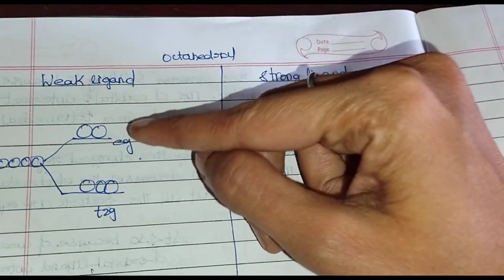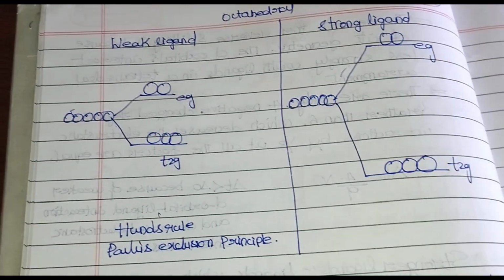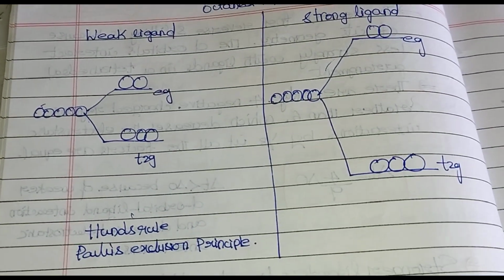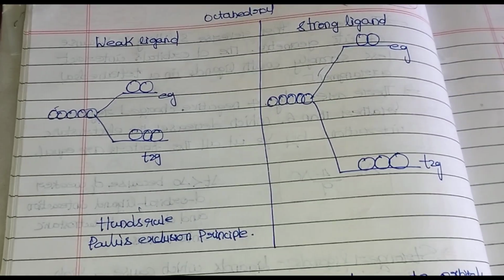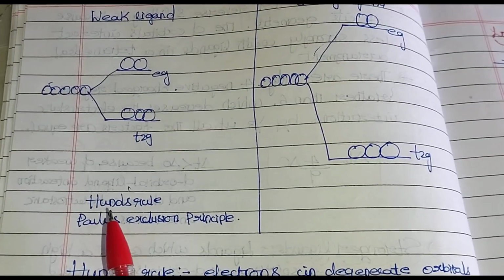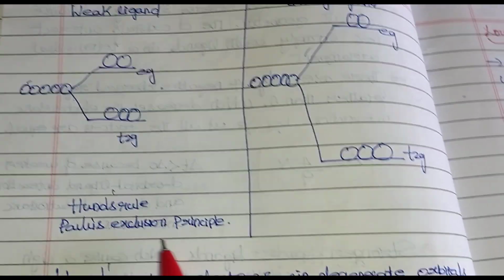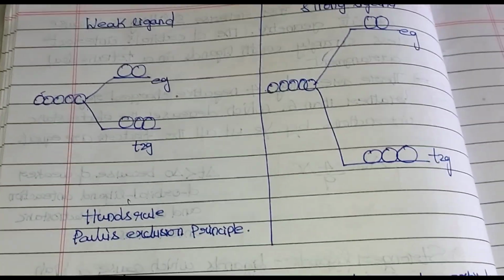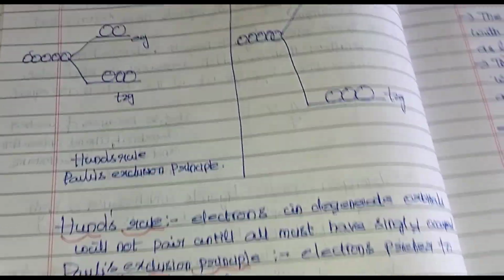So T2g and Eg will take place, and how the pairing or filling of electrons takes place. It takes place according to Hund's rule and Pauli's exclusion principle. Though you know this, I will just revise it to make it easy.